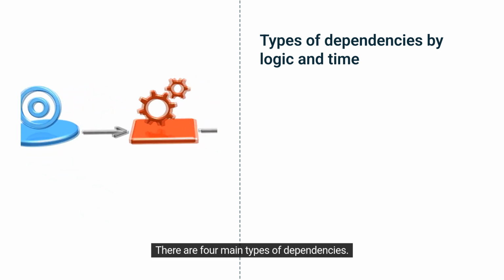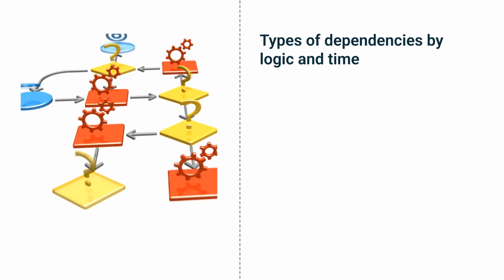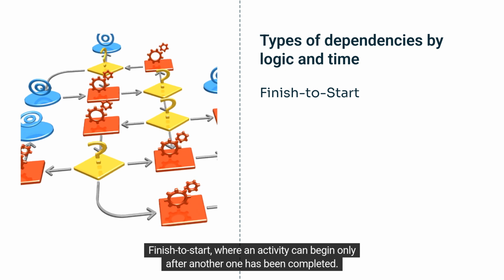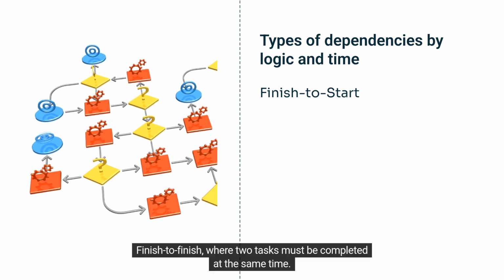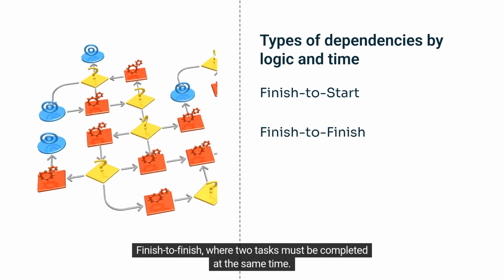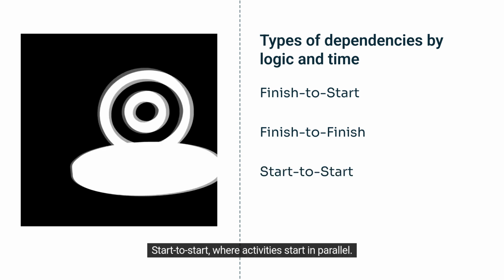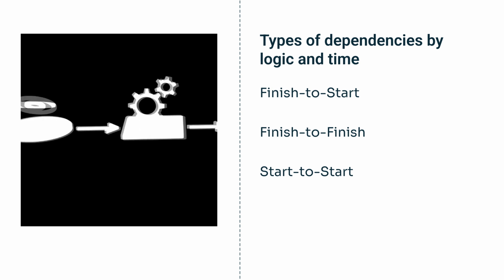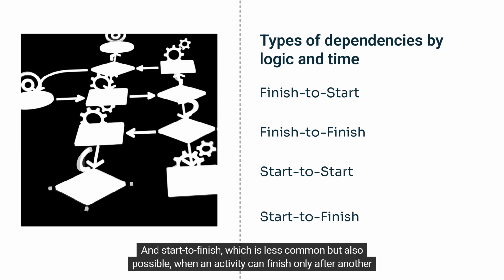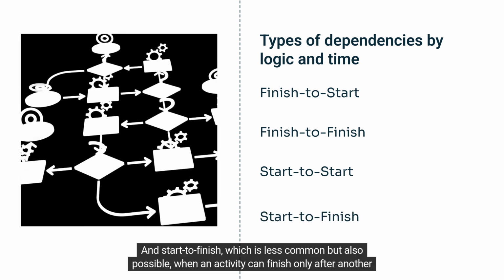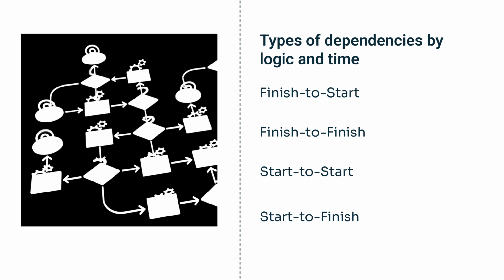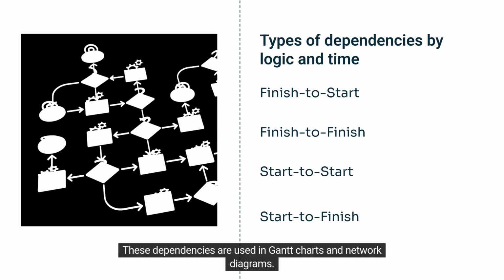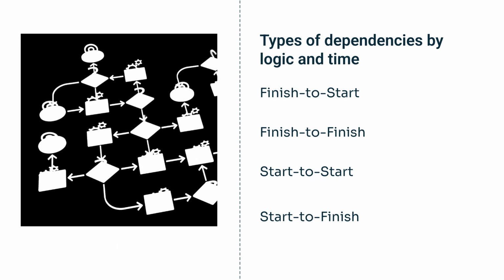There are 4 main types of dependencies. Finish to start, where an activity can begin only after another one has been completed. Finish to finish, where 2 tasks must be completed at the same time. Start to start, where activities start in parallel. And start to finish, which is less common but also possible, when an activity can finish only after another one has started. These dependencies are used in Gantt charts and network diagrams.